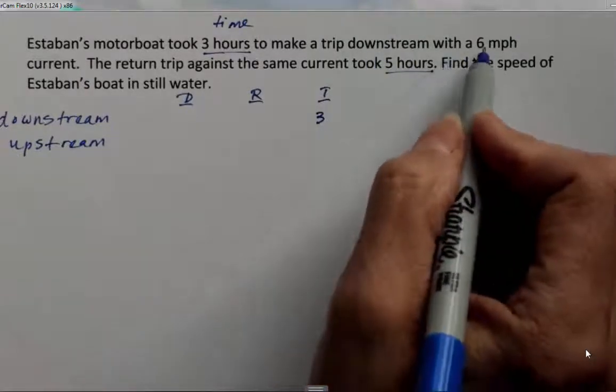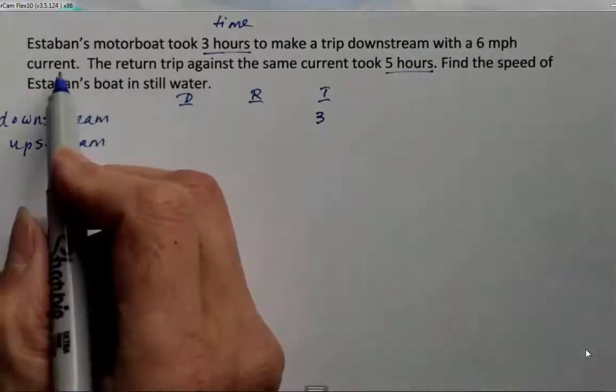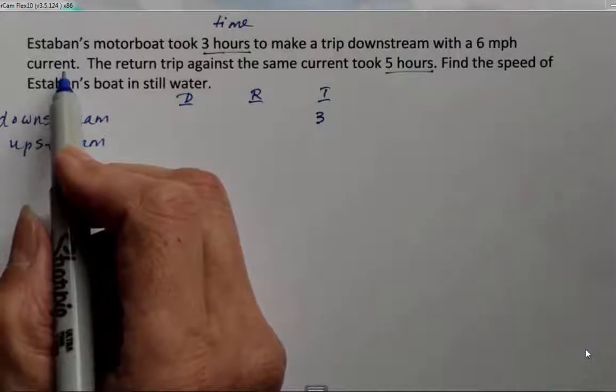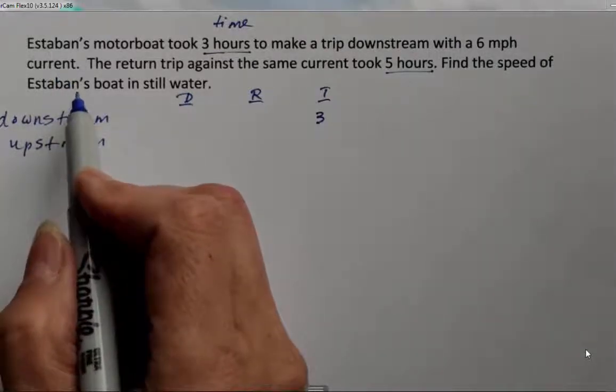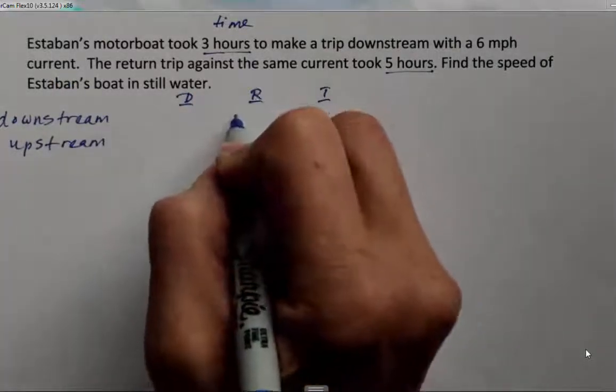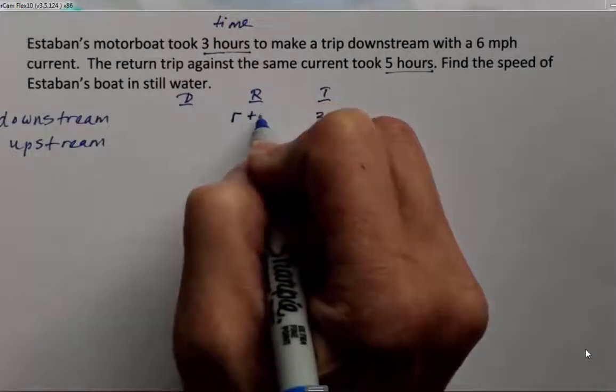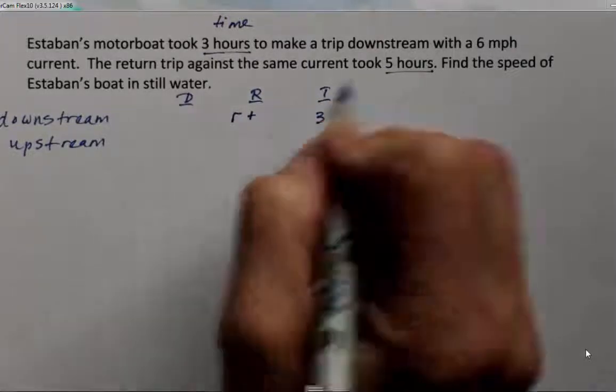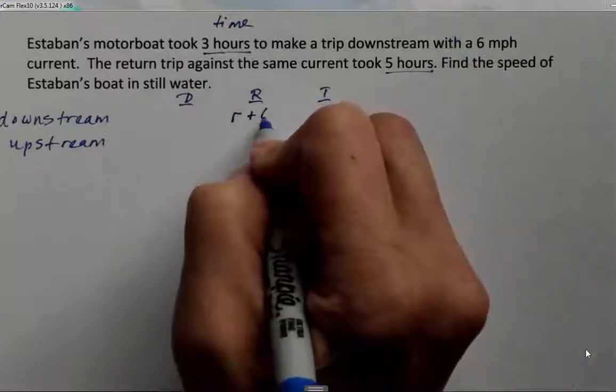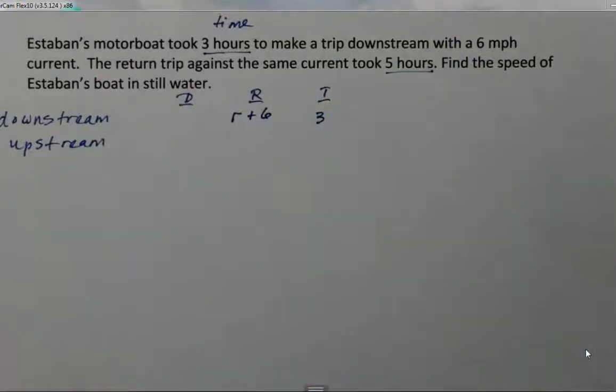And it says that he had a 6 mile per hour current. So it doesn't tell us how fast he's going, because that's actually what we're looking for. So his current is going to be added to his rate. So the current is 6 miles per hour. I'm going to add 6 miles per hour to the rate that he's going.